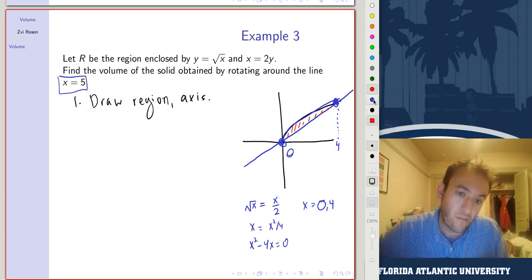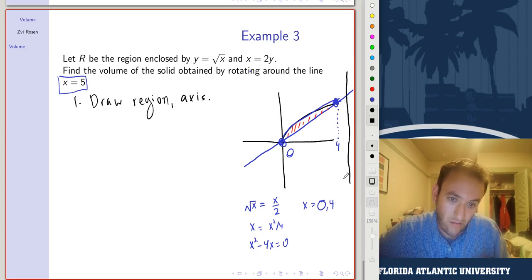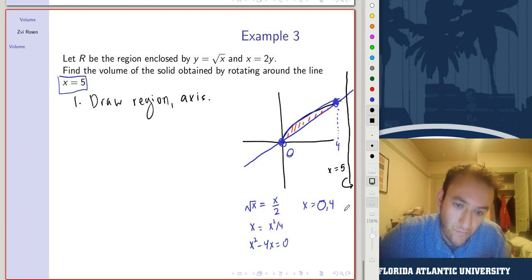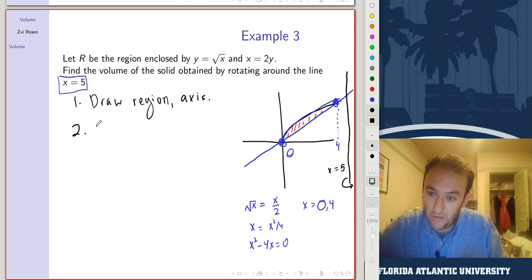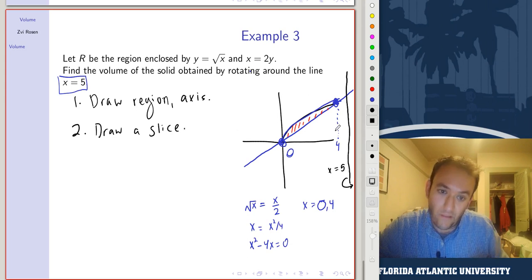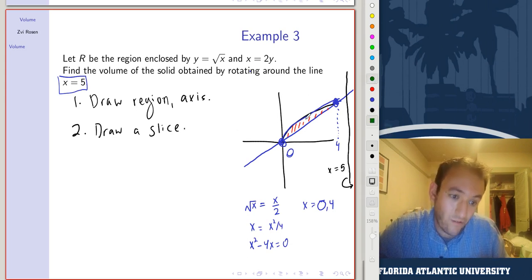Okay. The axis of rotation, though, is x equals 5. So that's on the edge of the page here. This is x equals 5. And this is where we're going to be rotating. Okay, so given that, the next step, draw a slice. Well, that is going to be parallel to the axis of rotation because we're using shells. So that's this guy.